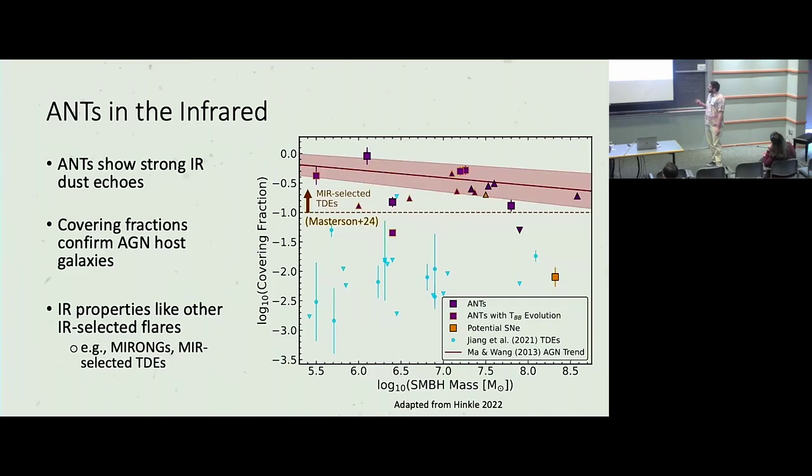But also I'll note that they're very interestingly similar to many of the mid-infrared selected events, whether that's Megan's sample of the infrared selected TDEs, or other samples like the MIRONGs that are just selected based off of their infrared properties without caring about what particular host galaxies they live in. And of course, as you can see here, there's quite a bit of a difference between these ANTs and the other mid-infrared selected TDEs, as Megan said, from the typical TDEs that are living in very, very dust poor environments.